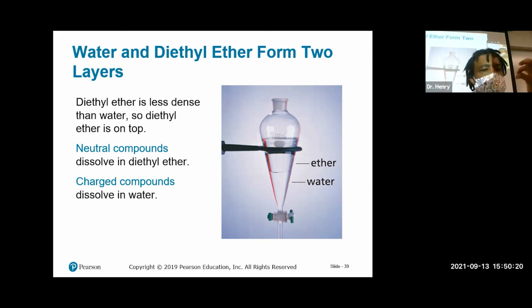So we can play with the fact that water likes charged stuff, and diethyl ether likes neutral stuff. We can use that to do separations, and you guys are going to be doing quite a bit of that, okay?